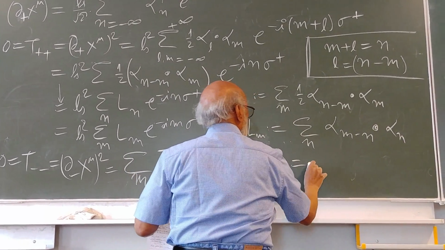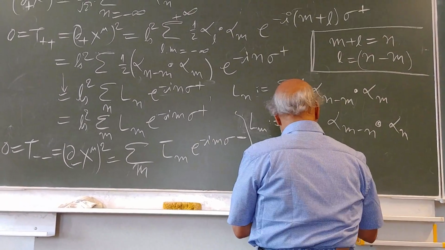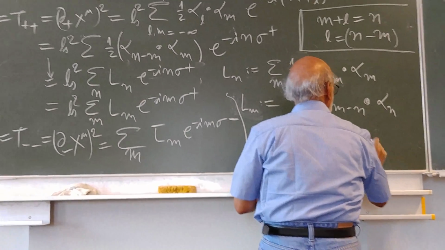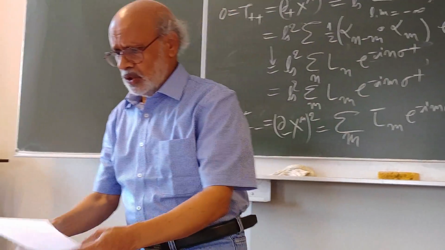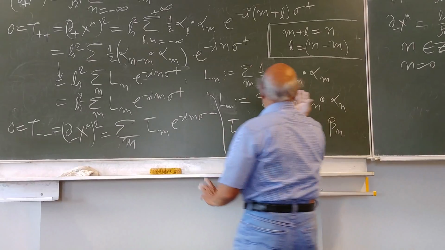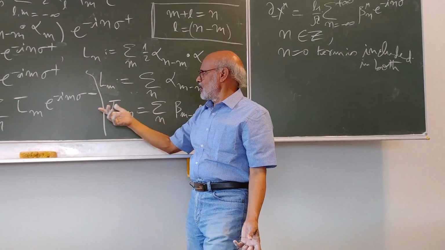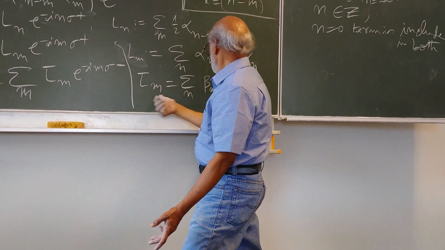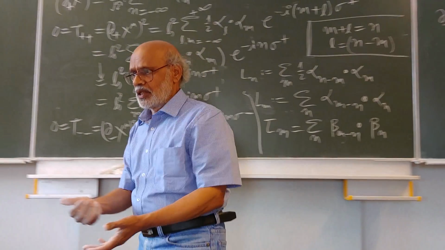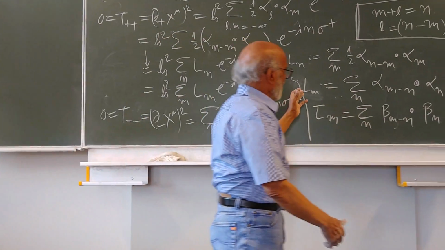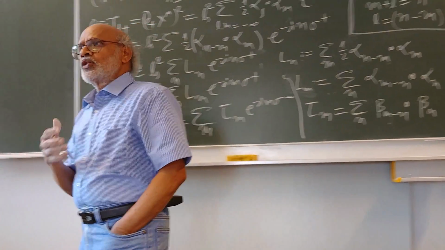So Lm bar is summation over m, and this is beta m minus n, beta n. So when you have an open string, you have only one of them, the Lm and alphas. When you have a closed string, you have additionally this Lm bar, because this alpha and beta are still different for the closed string theory. Okay. So these, Lm and Lm bar, are called the Virasoro operators.